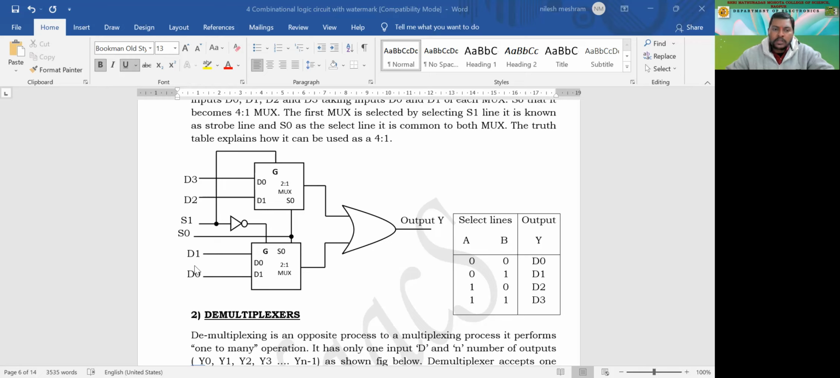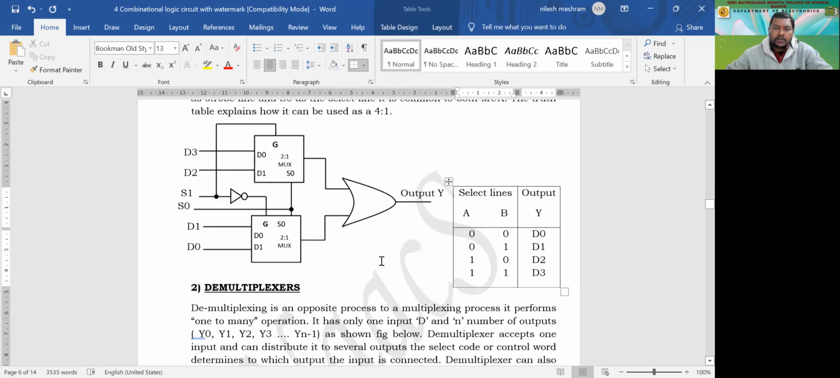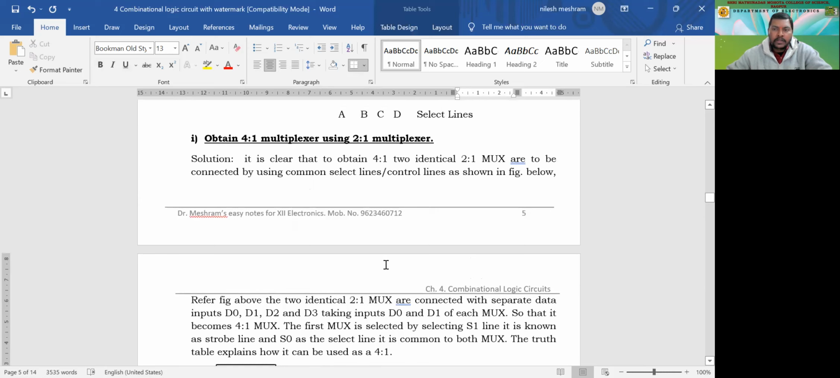So this is 4:1. By using 2:1 muxes, we can implement or develop a circuit of a 4:1 mux. And these are the select lines that we are having, S1 and S0, and the inputs are D0, D1, D2, and D3. Now, I guess this much is understood.